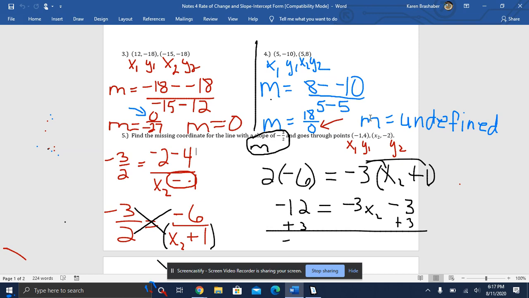That's going to give us negative 9 equals negative 3x2. Divide both sides by negative 3, and your final answer, x2, is equal to positive 3. So you've got some examples at the beginning of this video about what happens if you get a 0 in either numerator or denominator. And you've got an example for if one part of the ordered pair is missing.